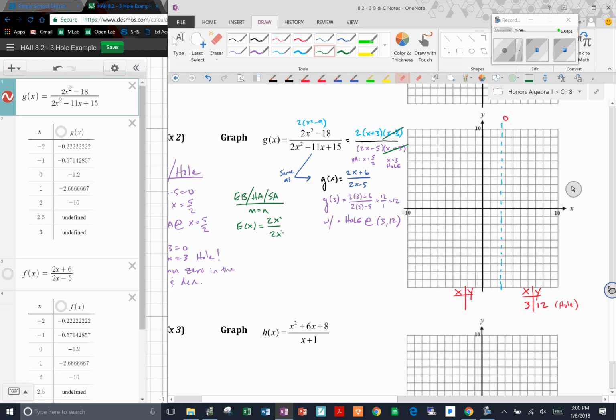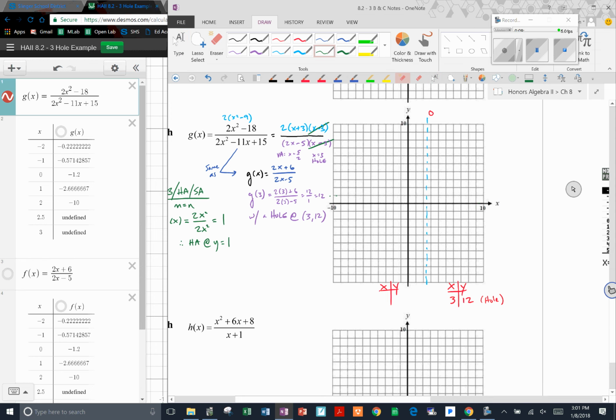That simplifies to 1. Okay, so that tells us that the end behavior is going to equal the y value of 1 as x gets really big or really small. Therefore, we have a horizontal asymptote at y equals 1. Okay, so here we have our horizontal asymptote of y equals 1.